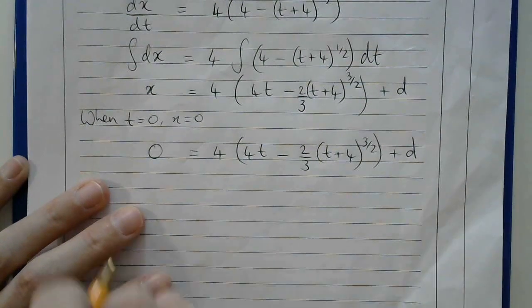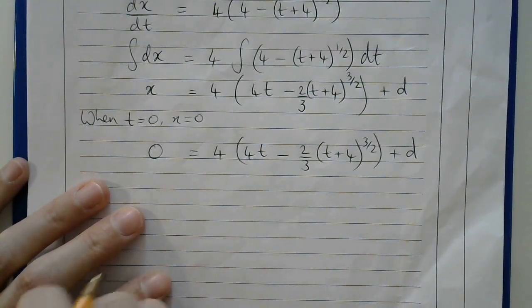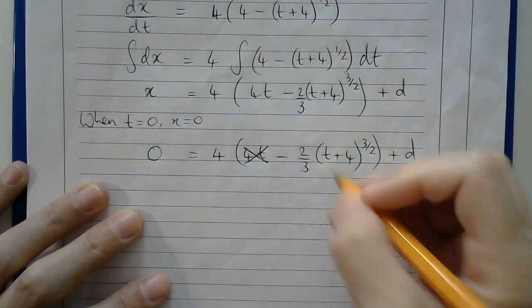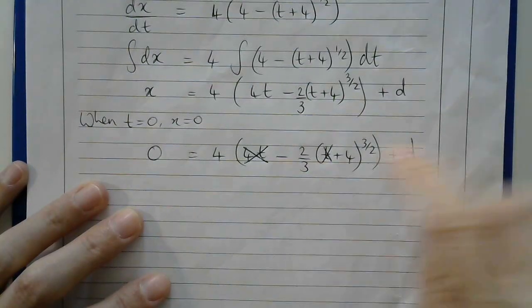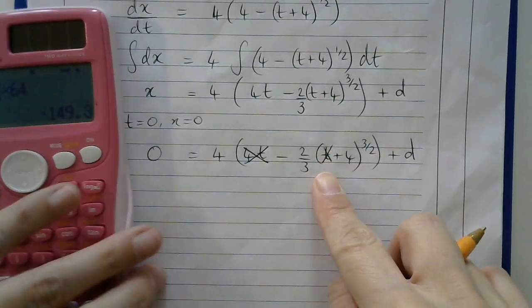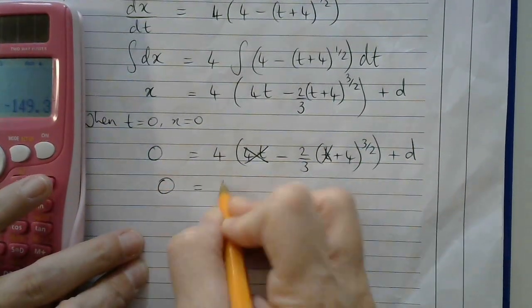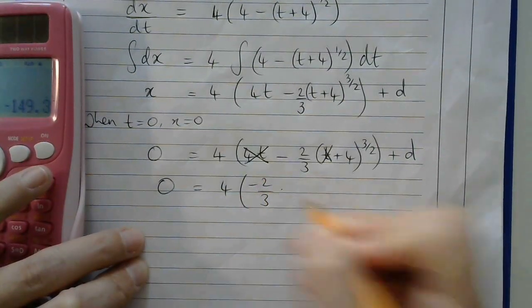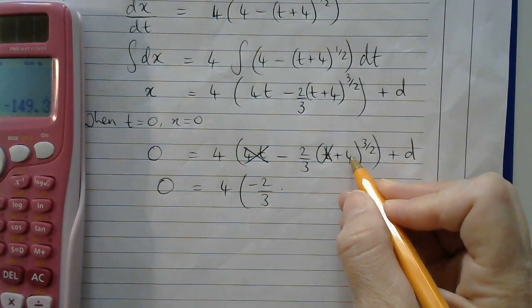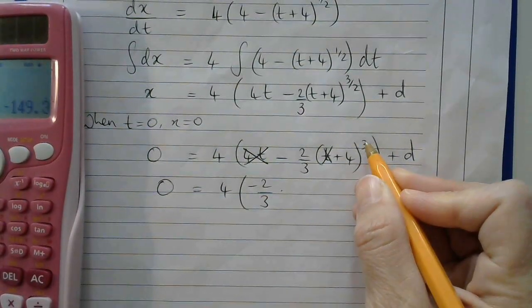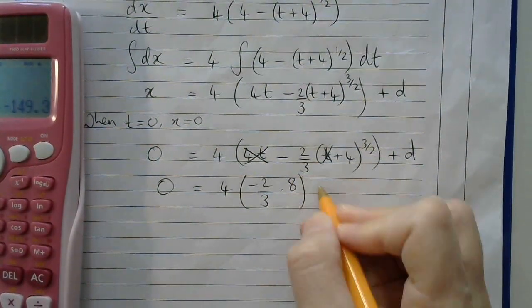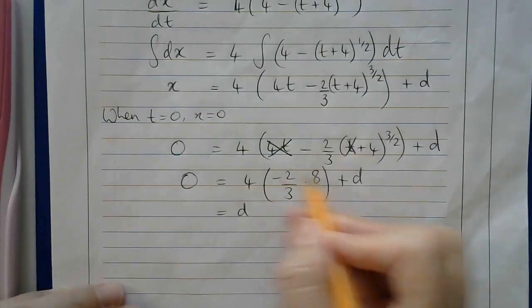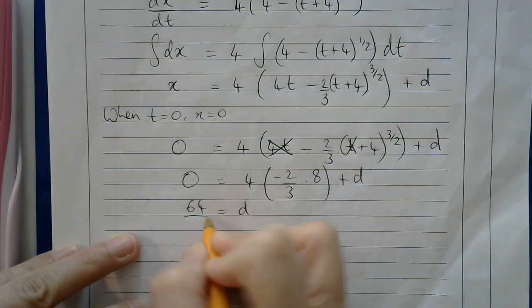And now I can rearrange this. So, oh sorry, t is 0. So this bit disappears. So here I would end up with 0 is 4 multiplied by negative 2 over 3 multiplied by, here I get 4 square rooted, which makes 2, cubed makes 8. So therefore I get that d is 8 times 8, so 64 over 3.